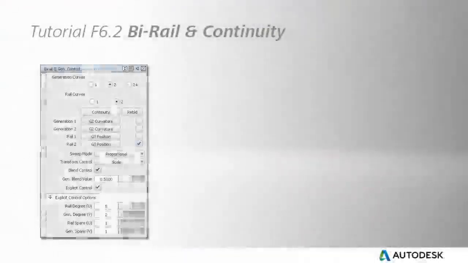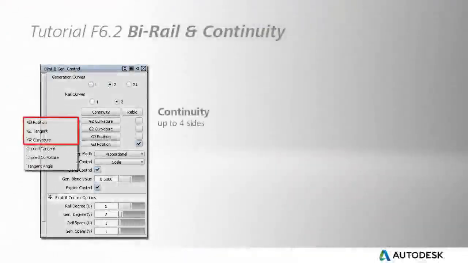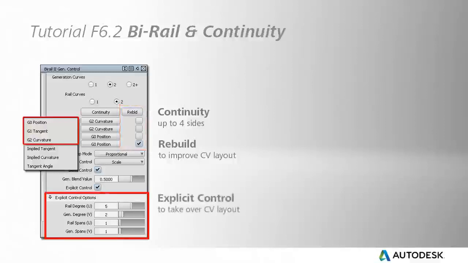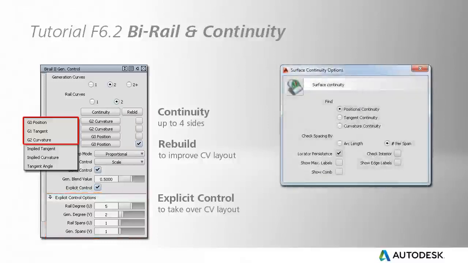So the BiRail tool is particularly useful because it allows us to set up continuity on up to 4 edges. The rebuild options can improve the CV layout, particularly when you're working from trimmed edges. And the explicit control option lets you choose the CV layout directly. And then the surface continuity tool will check boundaries. But it's only one of many tools that we use to evaluate continuity. And you can find out more about these in the theory builders on the training site.